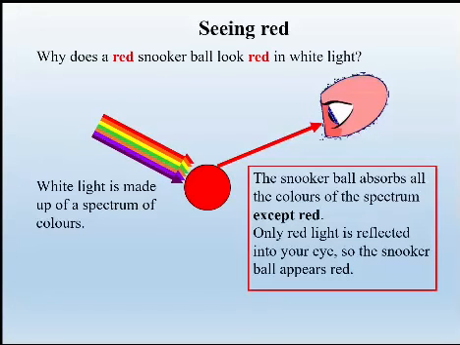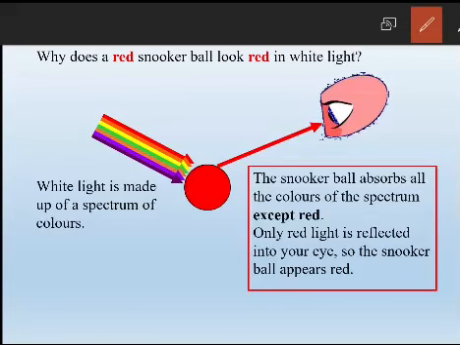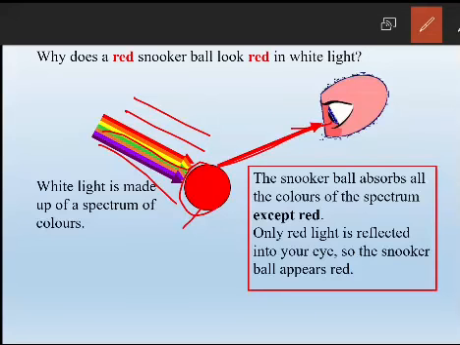So the snooker ball absorbs all the colors of the spectrum. All the 7 colors are absorbed by this ball except the red color. Why? Because this ball is of red color. Only red light is reflected into our eye, so the snooker ball appears red.